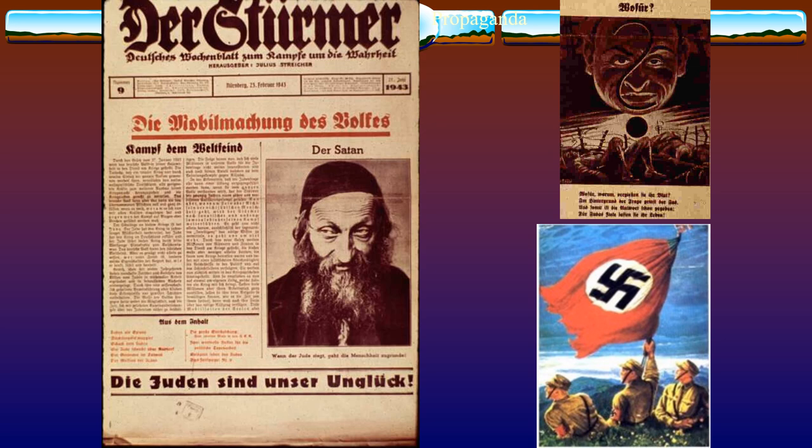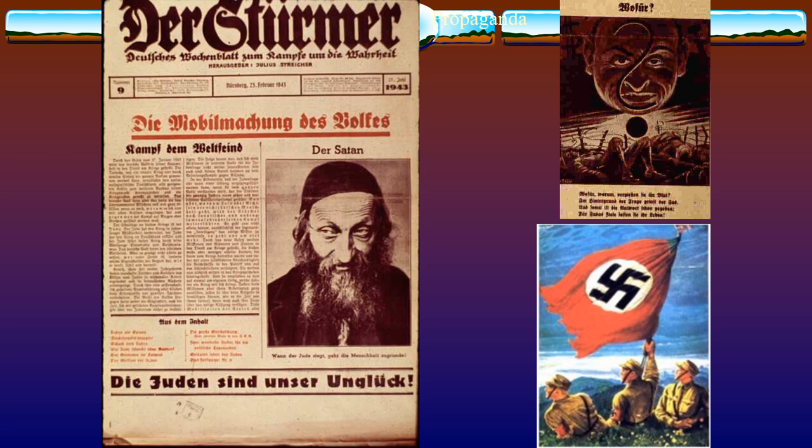So this is Julius Streicher's newspaper. It's called the Stürmer. And I know you guys don't read German very well, but it says the Deutsche Wolkenblatt zum Kampf an der Wahrheit, the German newspaper involved in the fight for the truth. And then in red there, it says Mobilmachen der Volks, which means the mobilization of the people, getting the people out there to fight these battles. And in black, on the left side, it says the Kampf der Weltfeind, the fight against the enemy of the planet.